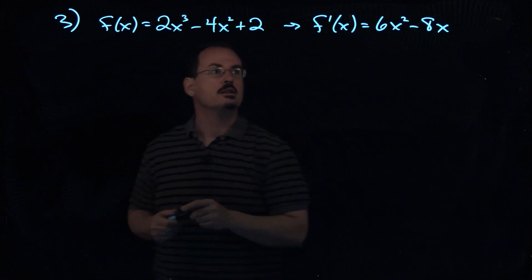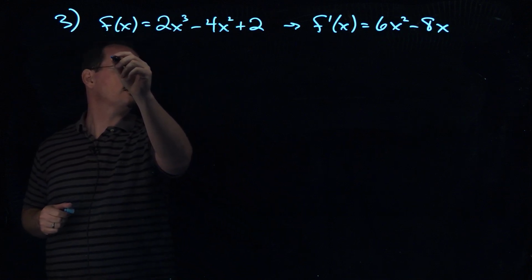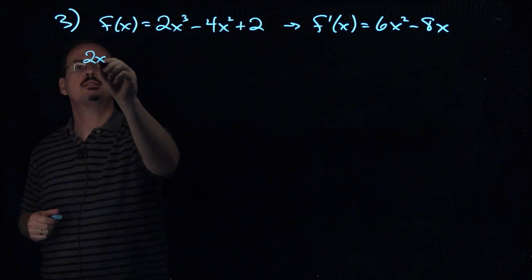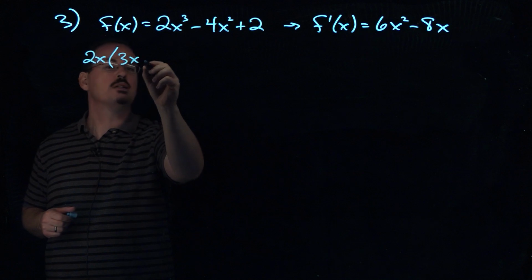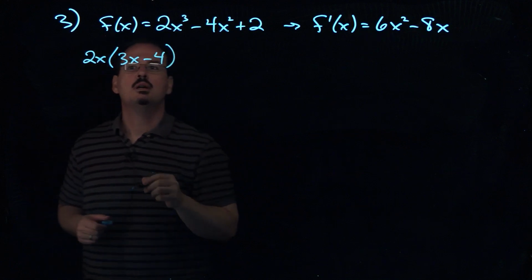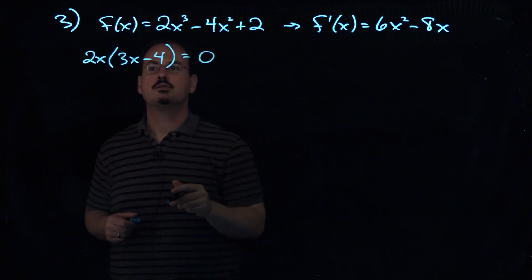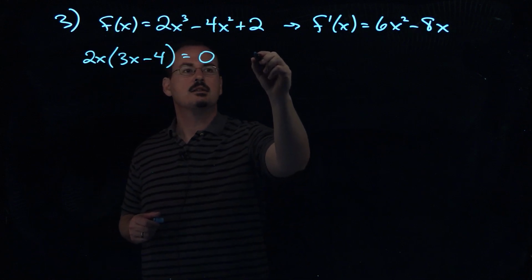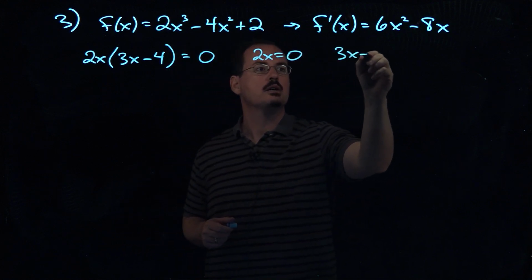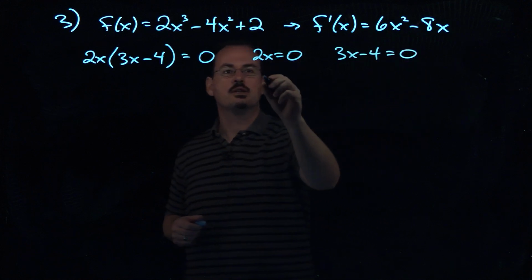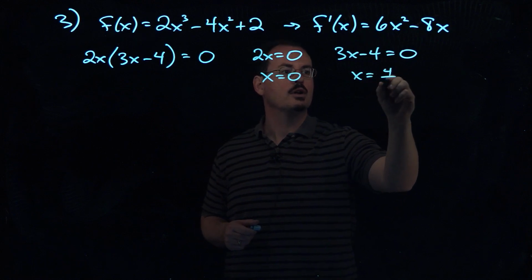So for that we need the first derivative, so we've got it there. Then notice that we can factor out a 2x from there. So we get 2x, leaving us with 3x minus 4. Set that equal to 0 to find these critical numbers. So 2x is equal to 0, and 3x minus 4 equals 0. So we've got two critical numbers. x equals 0 is one of them, and x equals 4/3 is the other one.